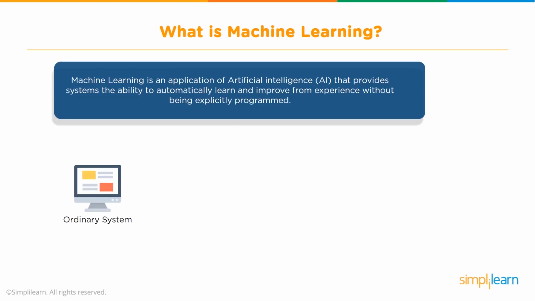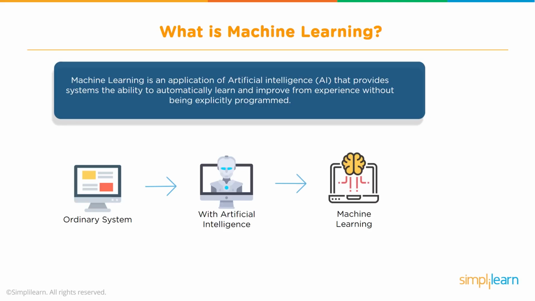Let's take an ordinary system that you currently are using. It can't do much except the basic operations that you already know about. Now, let's add artificial intelligence, or from a layman's point of view, let's give the same machine the power to think on its own. That is what machine learning basically is.